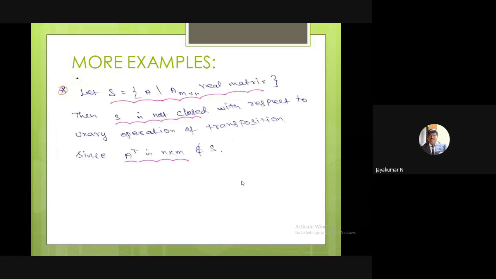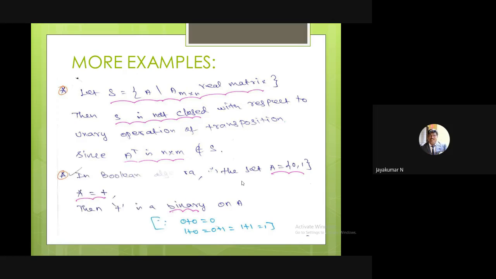Suppose S is the set of all m by n real matrices, then S is not closed with respect to the unary operation of transposition. So this is another example, for matrices, of something not binary. I choose an m by n real matrix. If you apply the unary operation transpose, the result does not belong to S, because S consists of m by n matrices, and if you transpose the given matrix it becomes an n by m matrix, which does not belong to S. So transpose is not closed in the m by n matrix system.